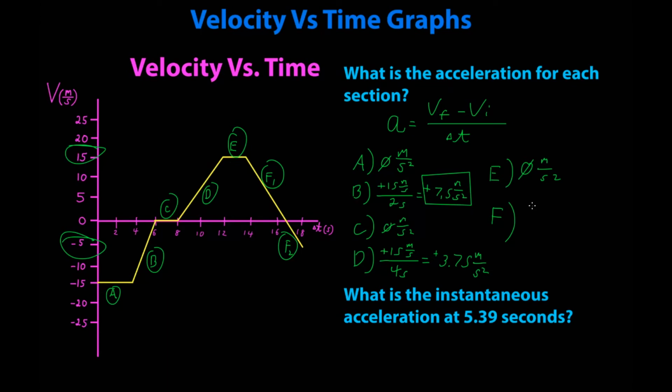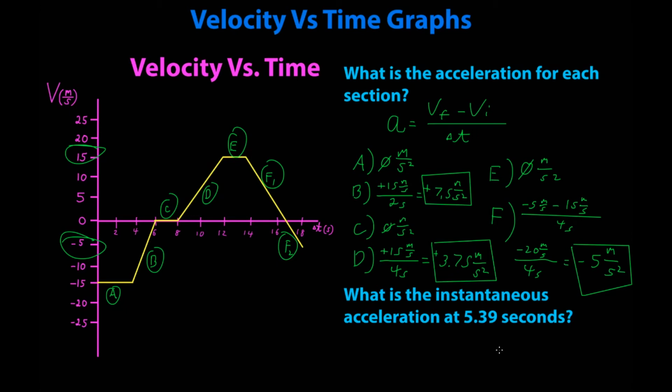So my change in velocity, Vf minus Vi, is going to be negative 5 meters per second minus positive 15 meters per second over 14 to 18 is 4 seconds, which gives me negative 20 meters a second over 4 seconds, which gives me an acceleration of negative 5 meters per second squared. So here are our accelerations with the non-zero accelerations being boxed. And notice the first part of F, it's slowing down because the velocity is positive, but acceleration is negative. The second part is speeding up because the velocity is negative and the acceleration is negative as well.